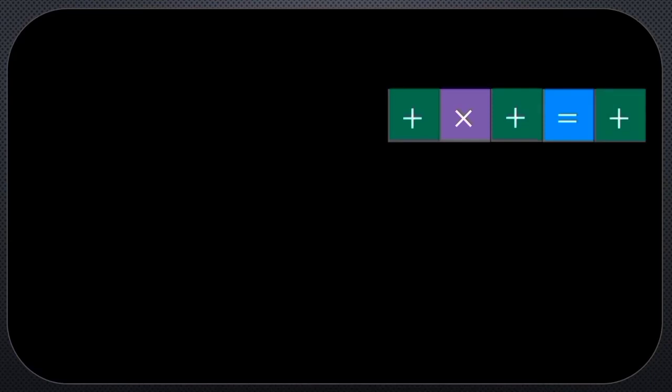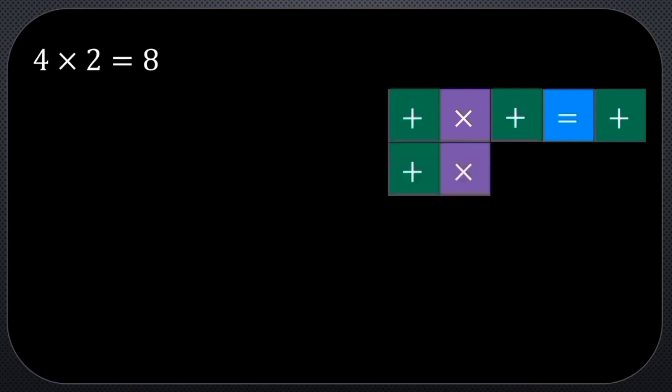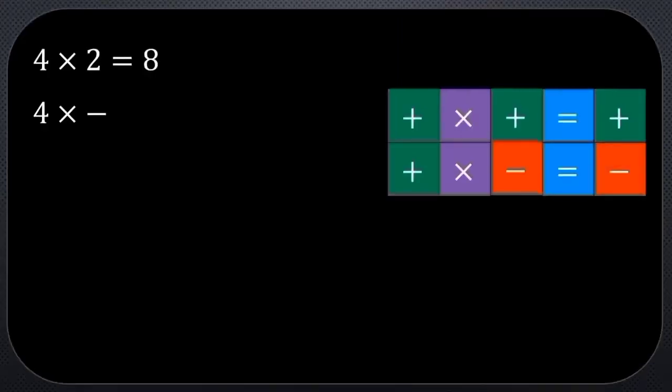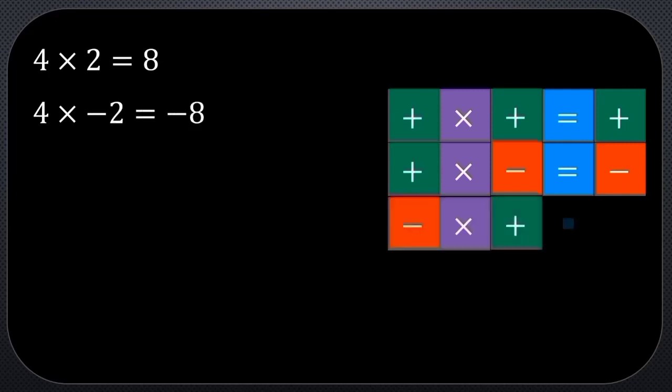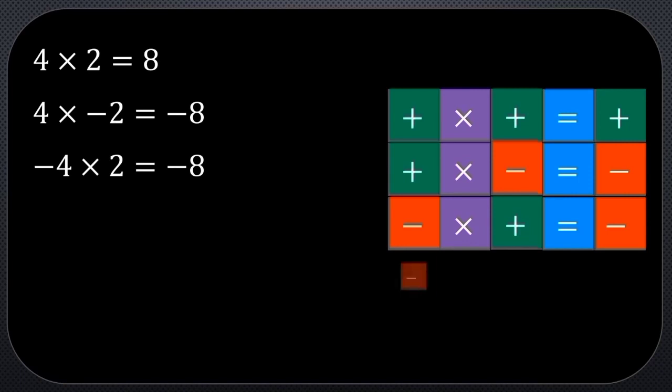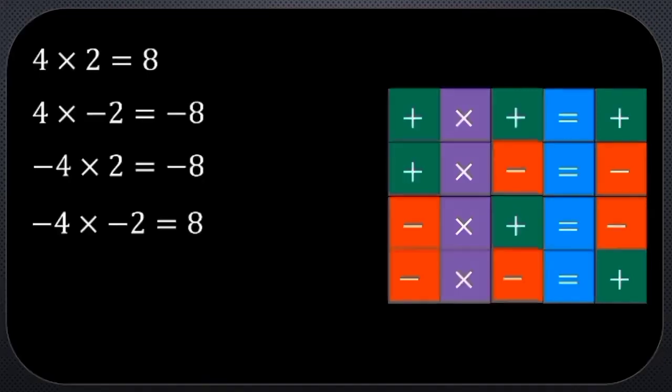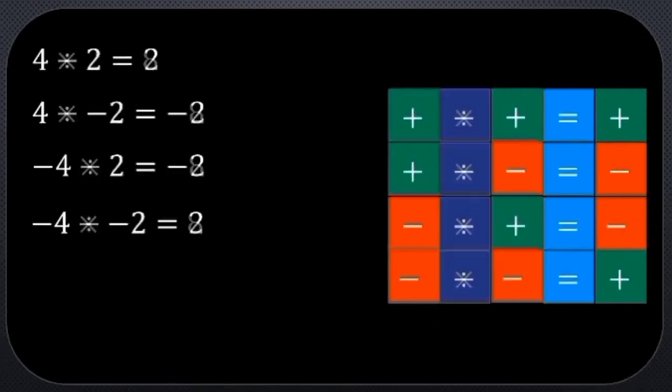A positive number times a positive number gives a positive product. For instance, +4 times +2 gives +8. However, a positive number times a negative number results in a negative product. For example, +4 times -2 is -8. In addition, a negative number times a positive number gives a negative product, as in -4 times +2 equals -8. Finally, a negative number times a negative number gives a positive product. A typical example is negative 4 times negative 2 equals positive 8. These rules also apply to division.